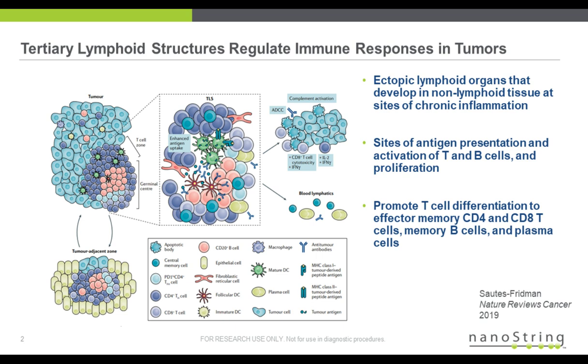Specifically within these tertiary lymphoid structures, as you can see on the slide here, there are many different cell types involved. They are very structurally organized, and the consequence of activity within the tertiary lymphoid structures, or TLSs, is that we see increased levels of T cell differentiation and maturation into effector memory and effector cells, so cytotoxic T cells, memory B cells, and plasma cells that are generating antibodies, and these can then impact those immune responses against the tumor.